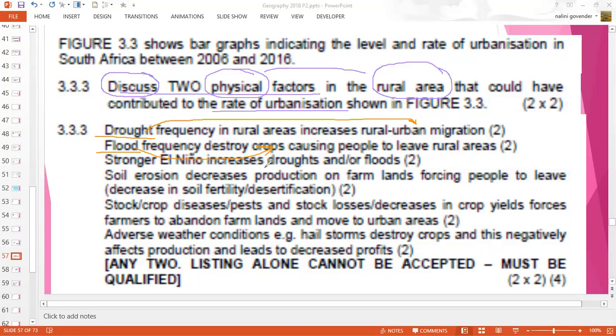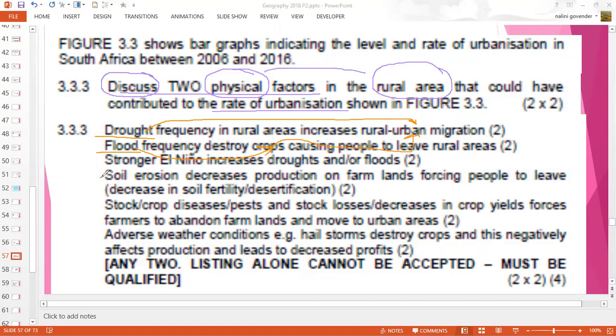There will be food insecurity. And for that reason, people are going to leave rural areas and move into the urban areas. There it is again, they're moving into urban areas. That's your 4-mark question.